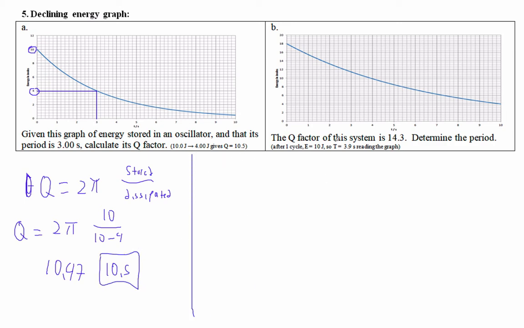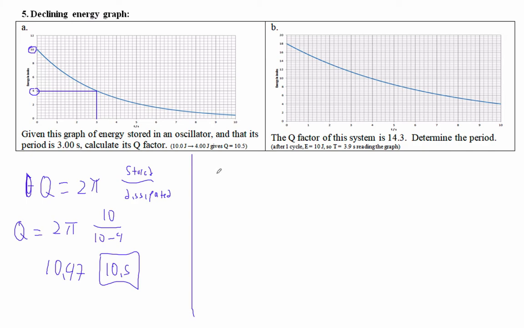All right, so let's take a look at this guy. The Q factor of the system is 14.3. Determine the period. Okay, so what we're going to do is figure out what this energy is after 1 cycle. So we've got to do this thing, and then we've got to read the graph.